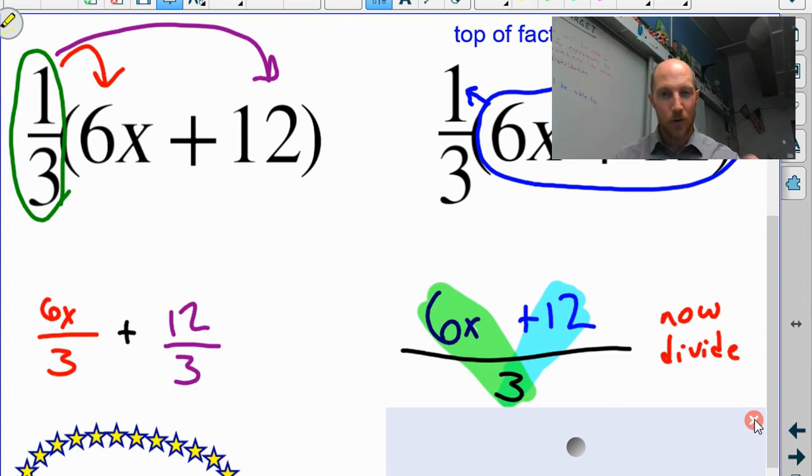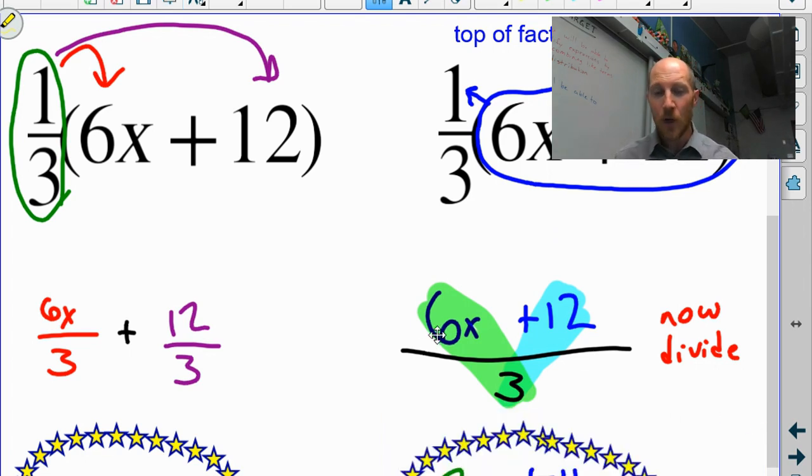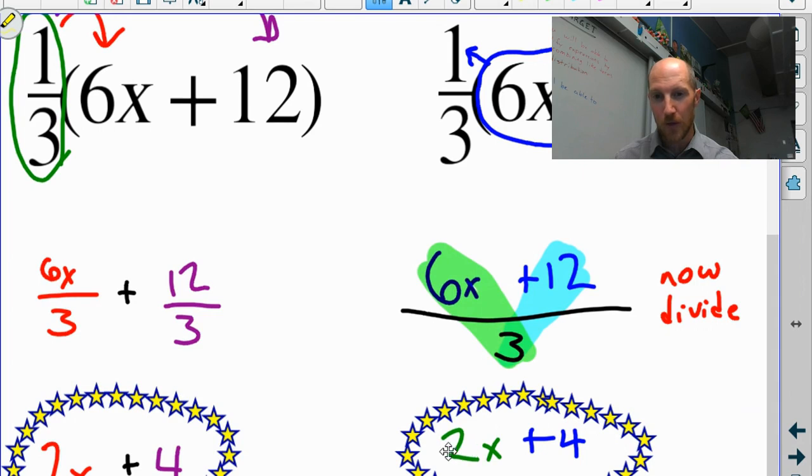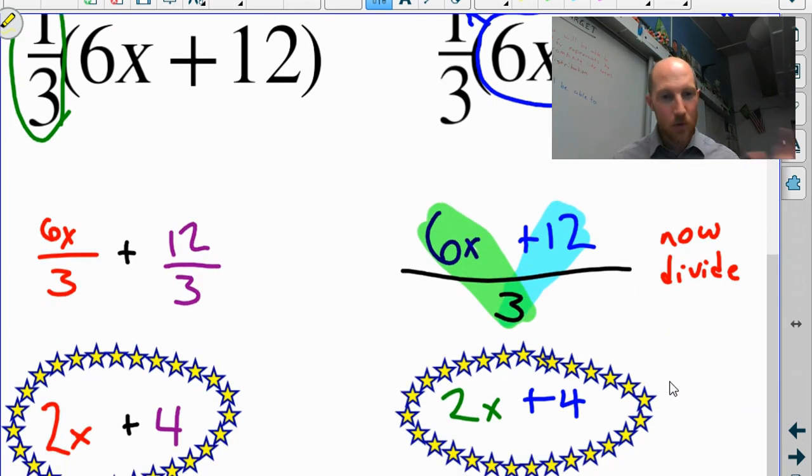So really, I can take the fraction and rewrite it as a division problem. So now I divide 6x divided by 3 to give me 2x in green. 12 divided by 3 gives me the plus 4 there in blue. Same answer, two different ways of describing the process, whatever works better for you.